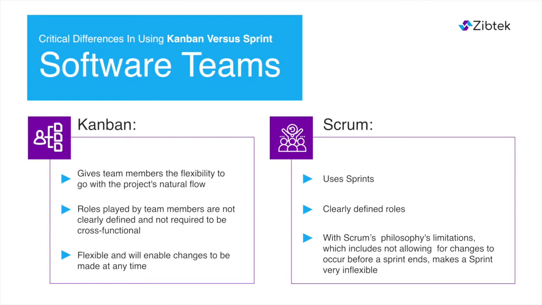With Kanban being a more flexible approach, it allows for changes to be made frequently. On the other hand, Scrum's philosophy has limitations, which include not allowing for changes to occur before a sprint ends, which makes a sprint very inflexible.